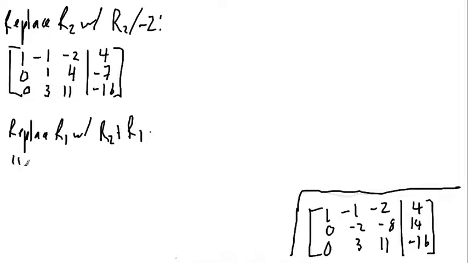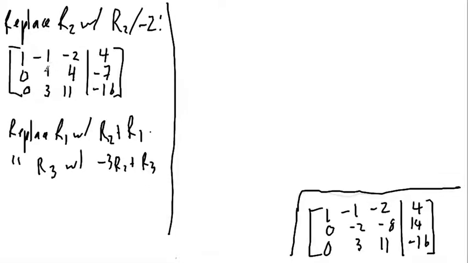I also want to replace row 3 with, well, I want a 0 here. -3 times 1 plus 3 gives me 0. So -3 row 2 plus row 3 will give me what I am looking for, because -3 times 1 plus 3 gives me 0. So then, what do I end up with?